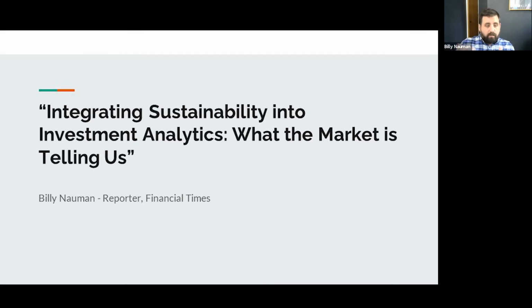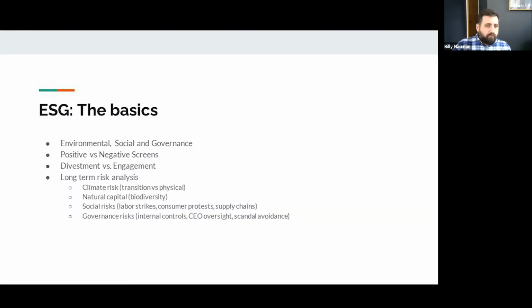So the topic at hand today: integrating sustainability into investment analytics, what the market is telling us. First, I want to run through some ESG basics, and this may be rudimentary for the people attending this. If it is, I'll make it quick. But ESG, as we all should know at this point, stands for environmental, social, and governance.